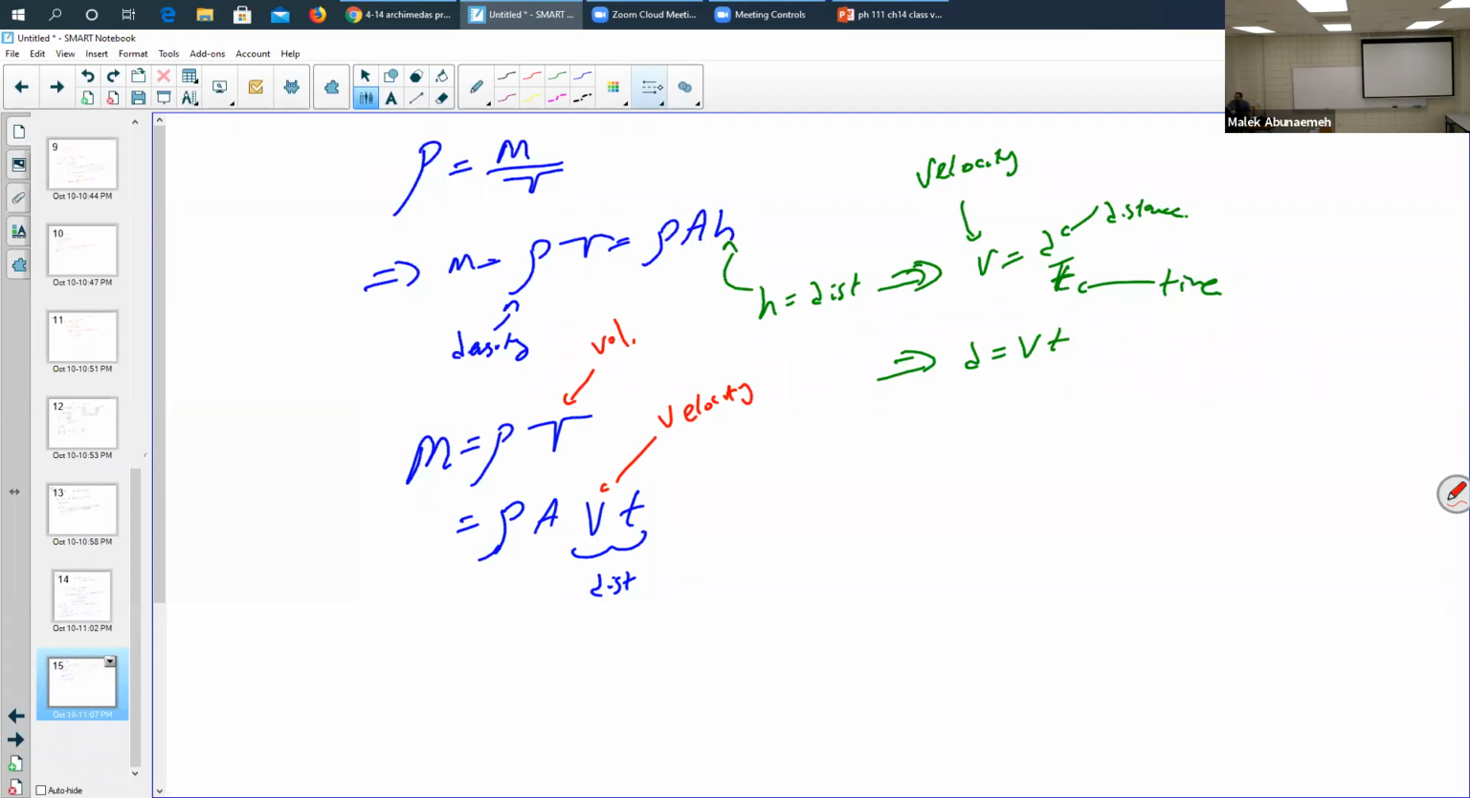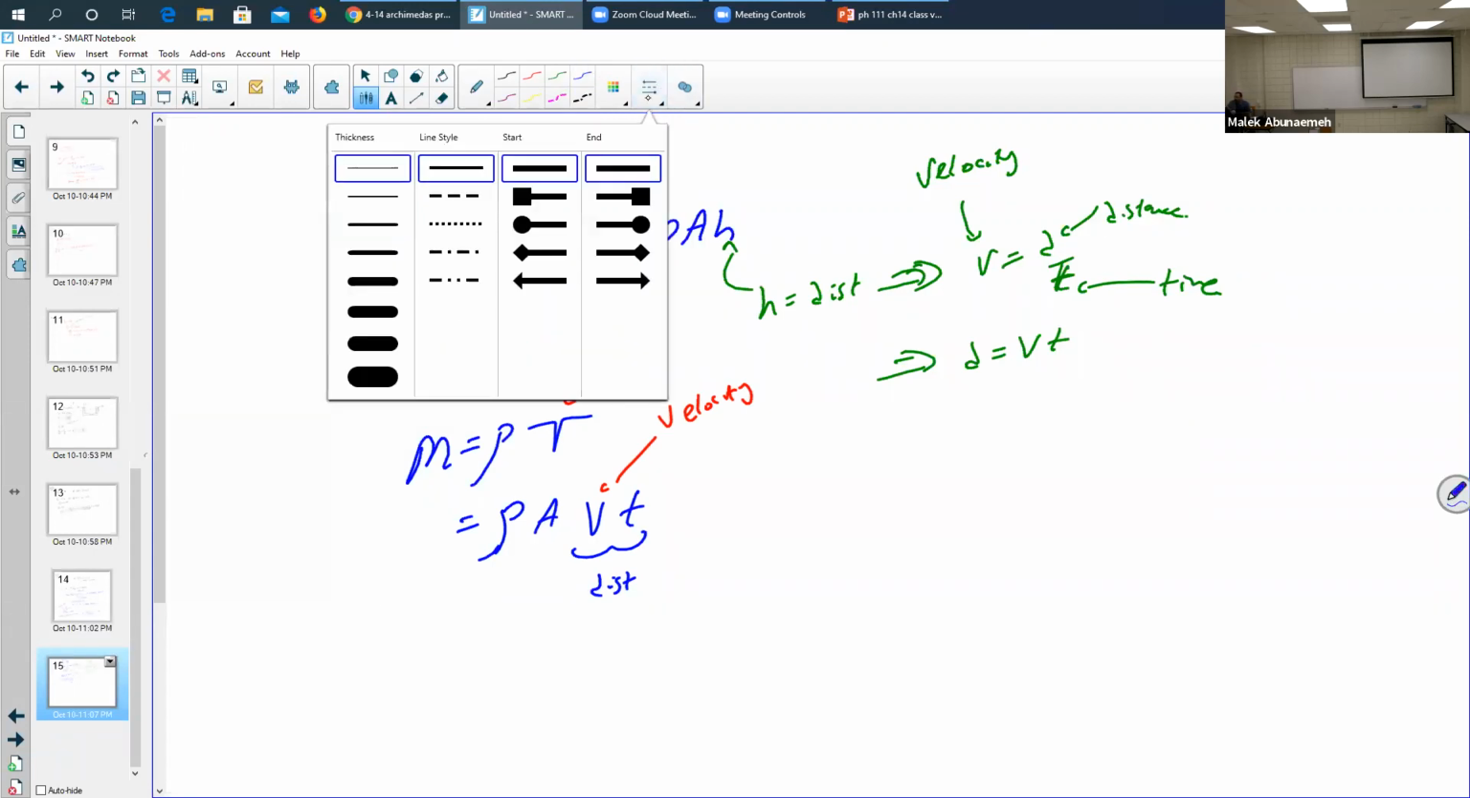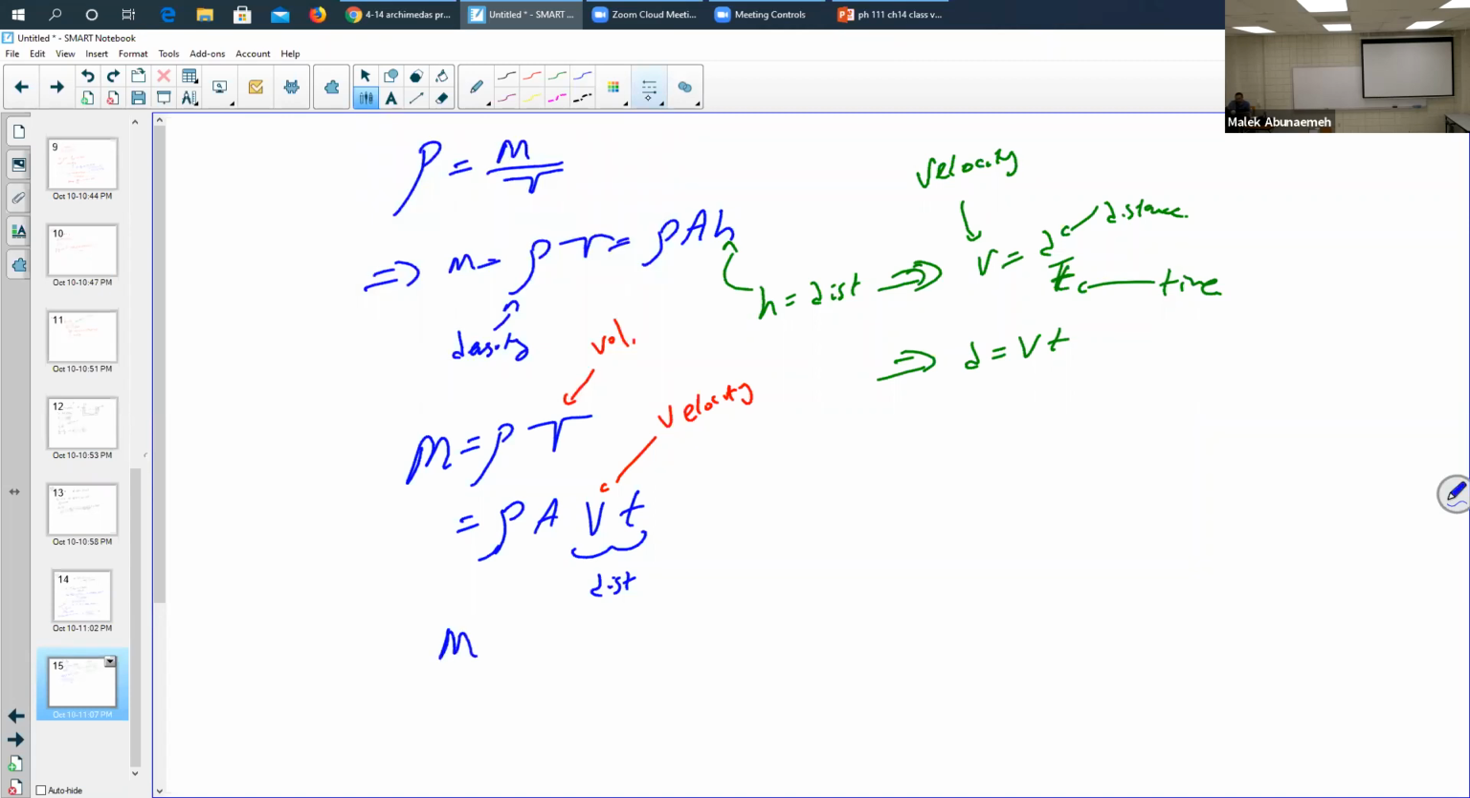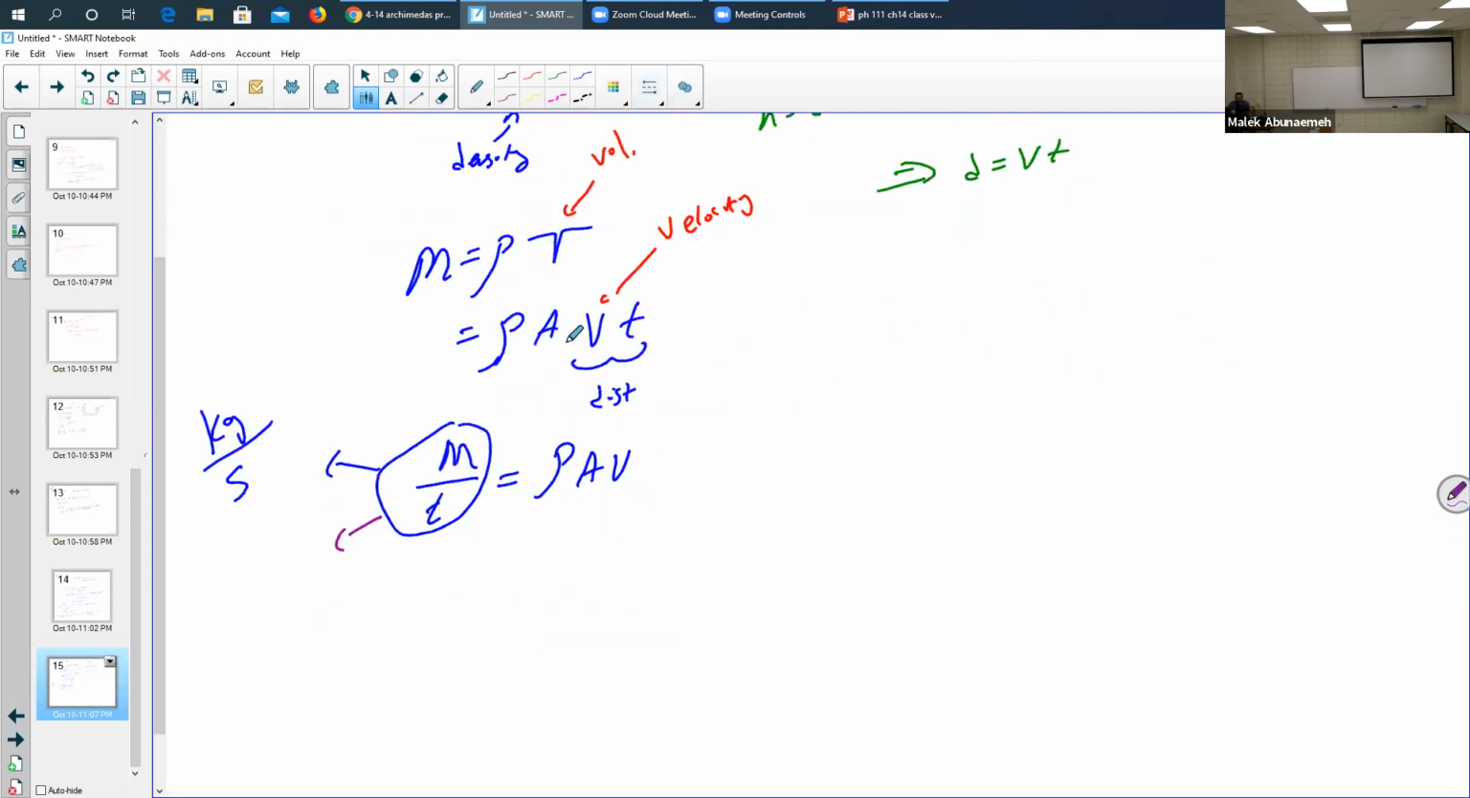That means your mass per time is going to equal rho AV. This is going to be how many kilograms you have per second, which we call your mass flow rate. So your mass flow rate is how much mass you have per time, kilograms per time.